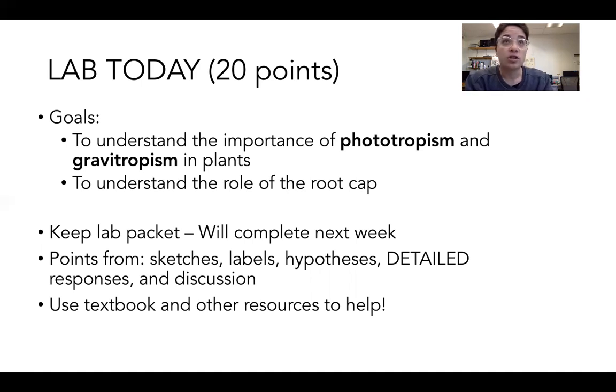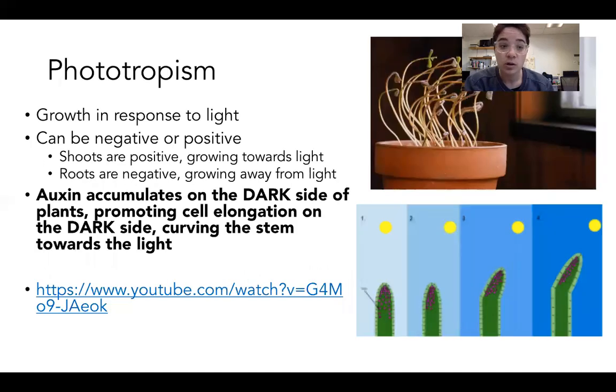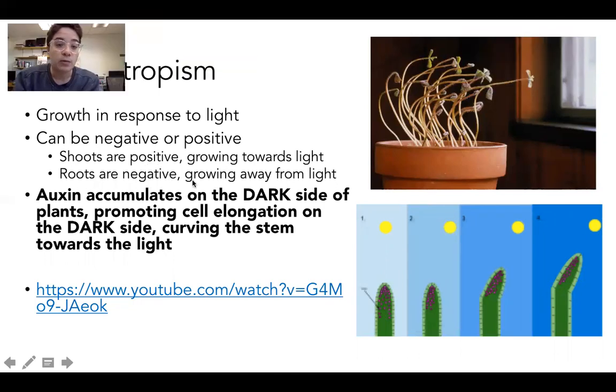All right, so with that, I'm just going to jump straight into one of the experiments that you'll be looking at, and that is phototropism. So how plants can respond to light, or growth in response to light. And this can be negative or positive. If you think about it, shoots are positive because they're always growing towards light, and roots are negative because they're always growing away from light.